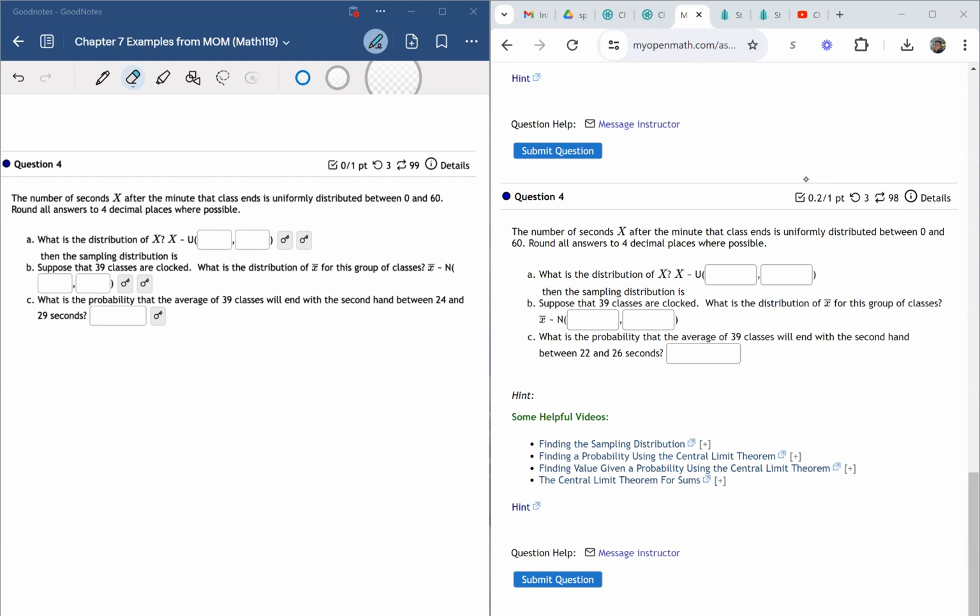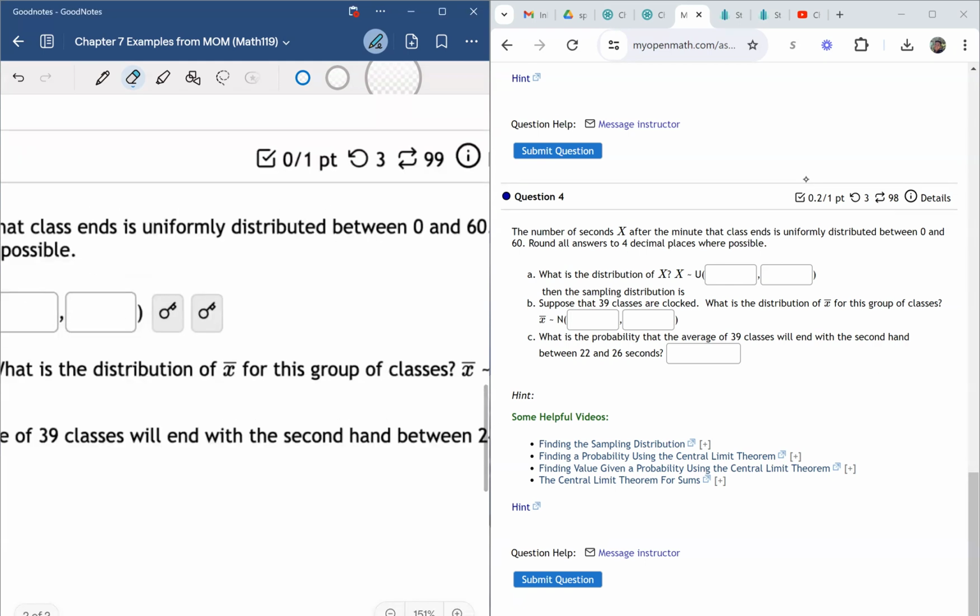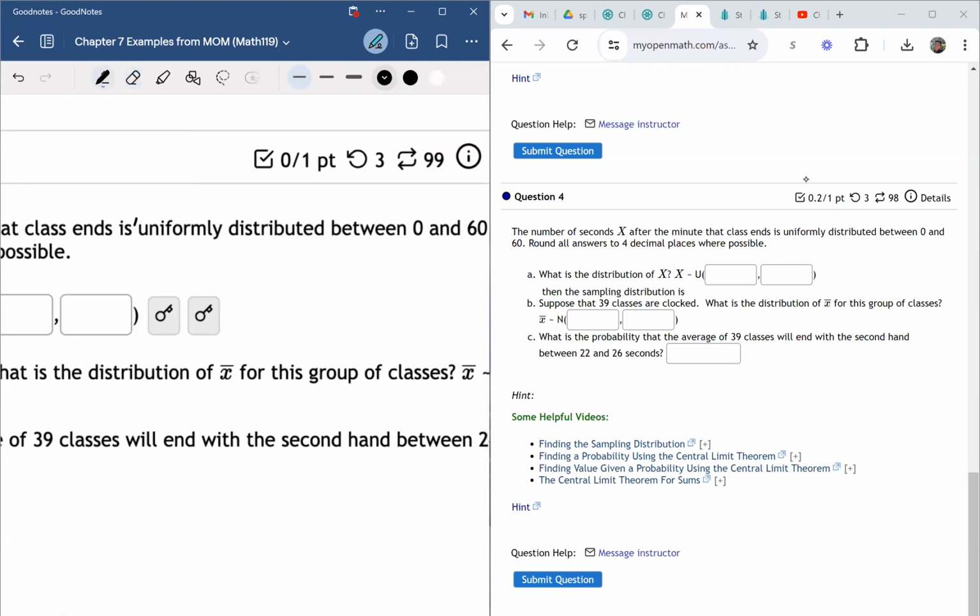We're going to take a look at question number 4 from the My Open Math Chapter 7 assignment on uniform distribution. The number of seconds x after the minute that class ends is uniformly distributed between 0 and 60. We can always go back to chapter 5 if we have any questions about uniform distribution.